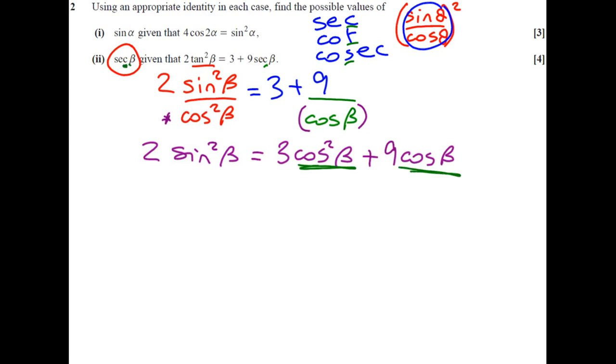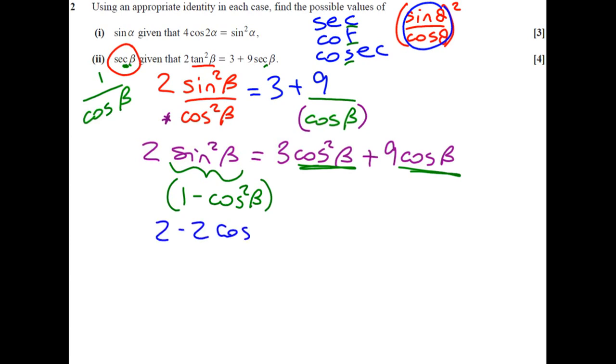And we actually want to know over cos, okay? So it's really going to help us if we can change everything in terms of cos. So that is what we're going to do. There are other ways to do this, but don't worry about that. So we're going to change this to 1 minus cos squared beta. And we're going to times out with the 2. So we're going to get 2 minus 2 cos squared beta equals 3 cos squared beta plus 9 cos beta.